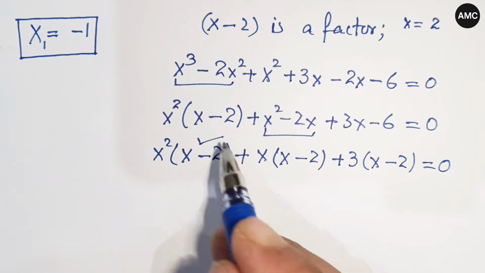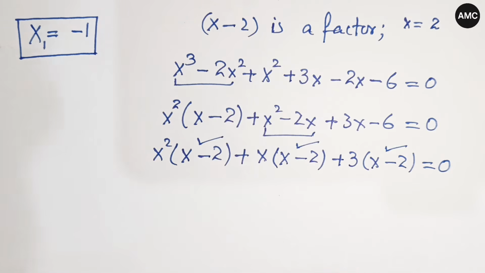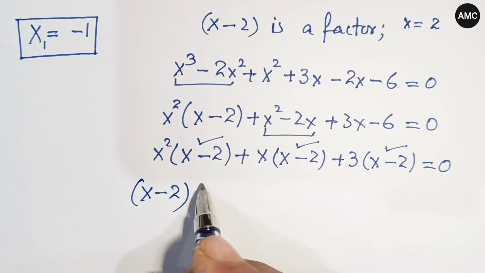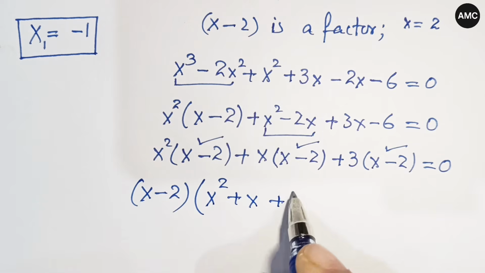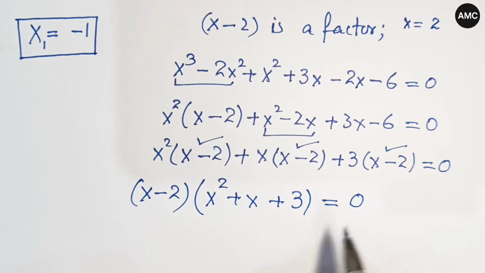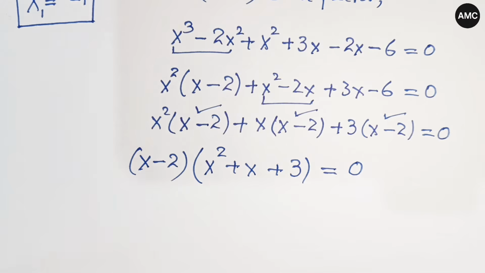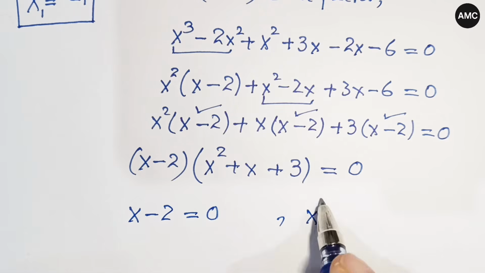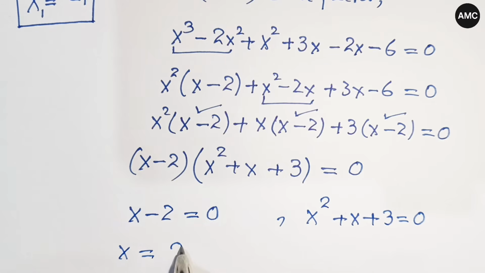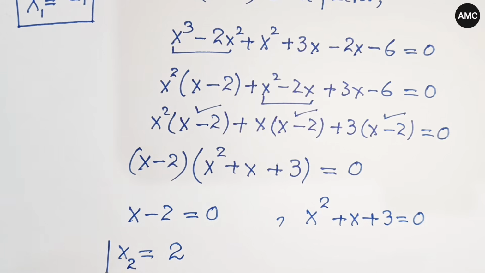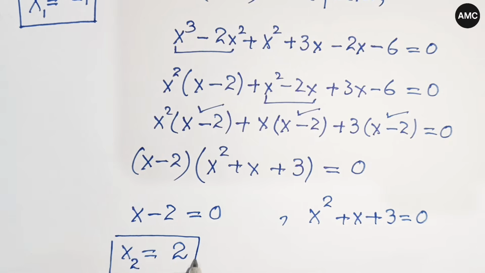Now this term x minus 2 is a common factor, so we are going to take x minus 2 common here. Then inside the bracket we get x squared plus x plus 3, that is equal to 0. Now here x minus 2 is equal to 0, and x squared plus x plus 3 is equal to 0. Here x is equal to minus 2 will be plus 2, so it is the second solution of this problem.